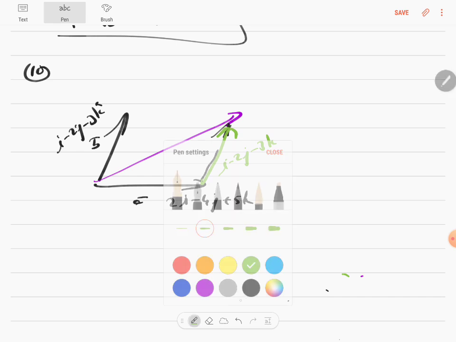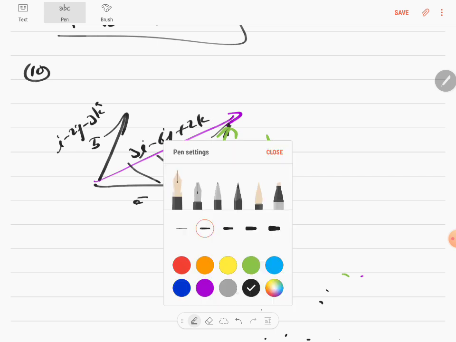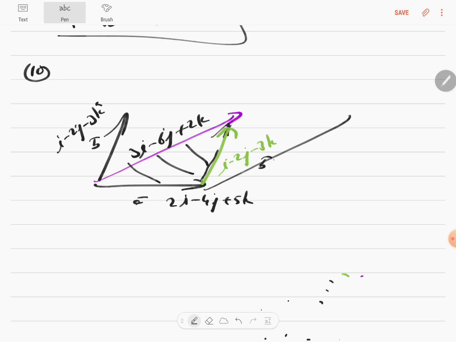Now you know by triangle law. What is triangle law? You have an a vector like this, you have a b vector like this. The third vector will be a plus b vector. You have to just sum it up. That will give you the resultant. That's the theorem. So 2 plus 1 is 3i. Minus 4 minus 2 is minus 6j. Plus 5 minus 3 is plus 2k. This is my diagonal, and the question is to find a vector parallel to the diagonal.